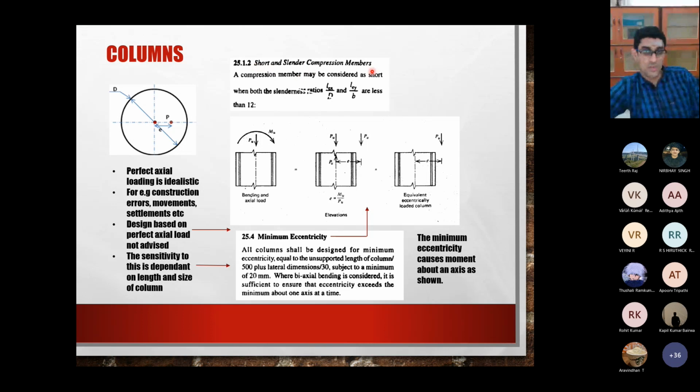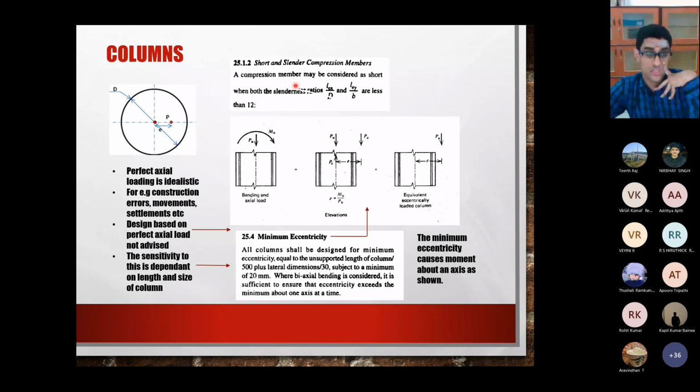We also make a classification between short and slender compression members, which I showed in the previous slide. A short compression member is going to crush. A slender or long compression member is going to fail by buckling. To identify this, we take the length along both axes, x-axis and y-axis, divided by the lateral dimension, either diameter or breadth or whatever it is. If this ratio is less than 12, it is a short compression member. If it's greater than 12, it's a slender compression member.